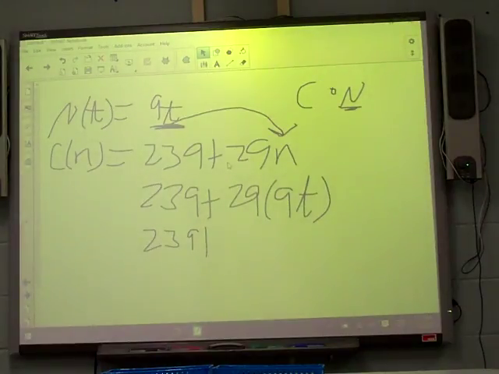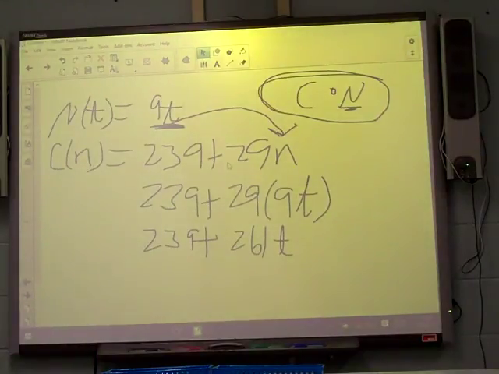So except for A, 239 plus 261t. Okay, it wasn't hard to get that, but then like I said, B, C, and D all have that. So now you've got to be able to interpret what that C of n up there means. Okay, C, go back to your C equation. It says that that is the cost in dollars. So I need one that's got cost in dollars. So I'm looking at B, C, and D. B's got cost. C's got cost. D's got cost. Can't mark anything out.